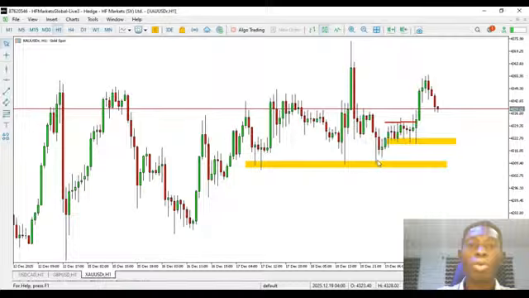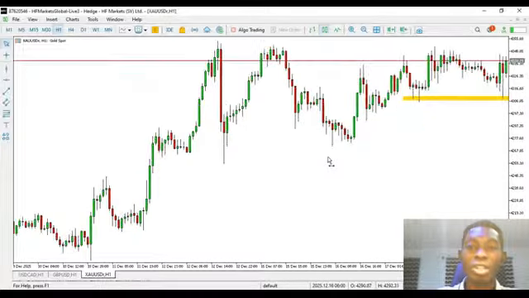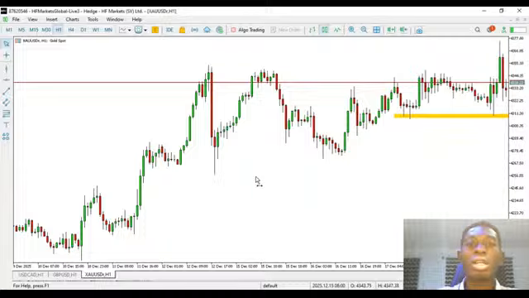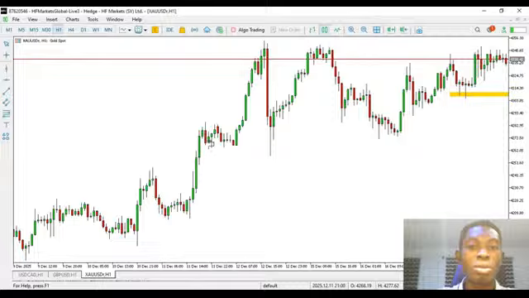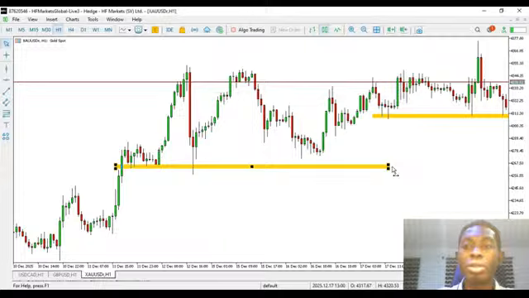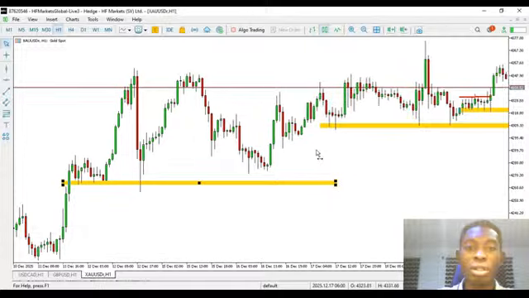So when you mark your area of interest, you are watching out for which candle is getting formed in those areas.